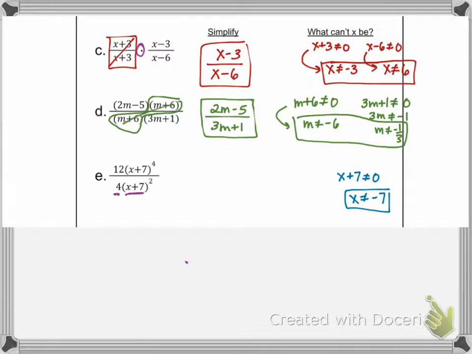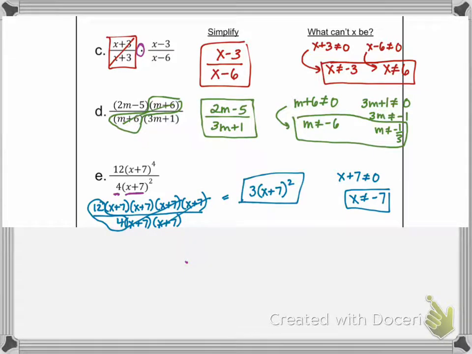I'm actually going to really quickly write this problem expanded out. And so the x plus 7 to the 4th on top means that I have 4 sets of x plus 7. The x plus 7 squared on the bottom means that I have 2 sets of x plus 7. And now I'm just going to cross off everything I can and simplify. So first things first is I can cross off 2 of those sets of x plus 7. I'm left with 2 on the top. And then 12 and 4, I'm going to ask myself, can I simplify 12 over 4? Well, 12 divided by 4 is just 3. And so I have a 3 and then 2 sets of x plus 7.